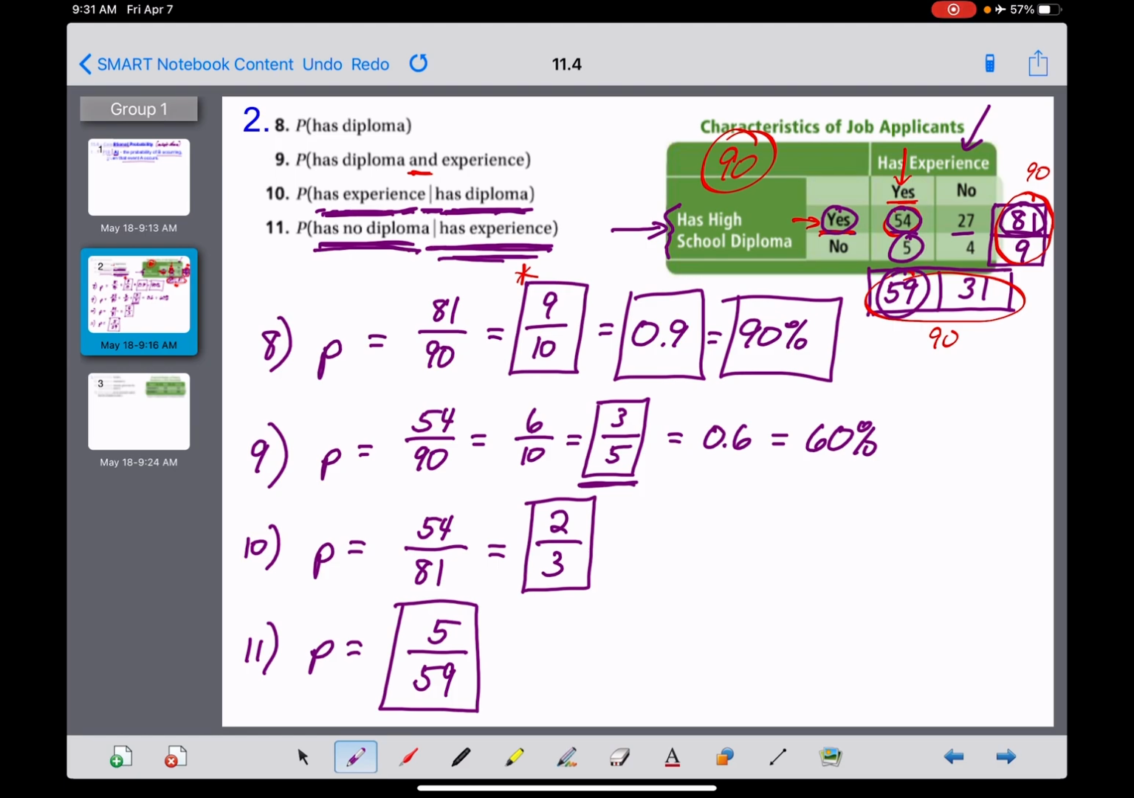Not too terrible of one. So remember with conditional probabilities, you look at this second part right here, and that then becomes your denominator. That happened in both of those cases, with a denominator of 81 for number 10, the total number of applicants who have a diploma, and then the 59 in number 11, the total number of applicants who have experience. And then we're looking just at that first thing right here, experience and then no diploma, and that fills in your numerator.